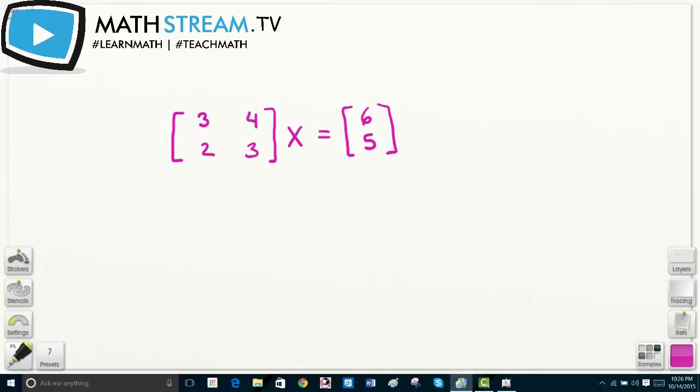All right, so let's start right away by looking at an example of a matrix equation right here on my screen. So I have a matrix times x, and we'll talk about what x is in a moment, equals a 2 by 1 matrix, 6, 5. So it's a 2 by 2 times x equals a 2 by 1 matrix.